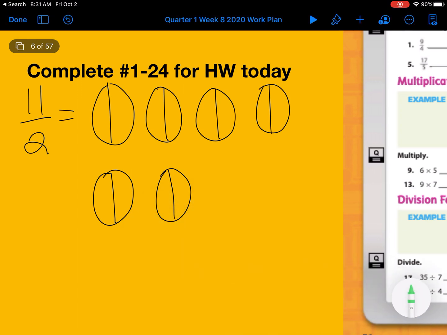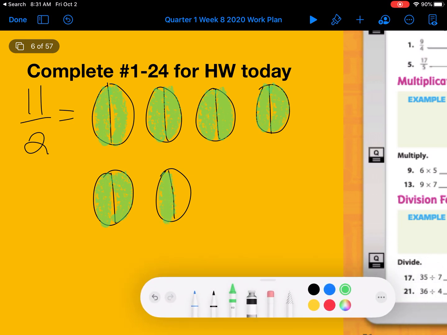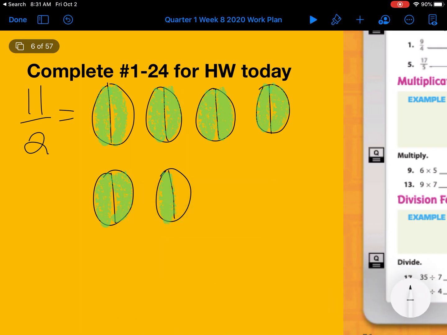I need to fill in 11. So I have 1, 2, 3, 4, 5, 6, 7, 8, 9, 10, 11. So when you do your mixed number like this, you can easily see I have 1 whole, 2, 3, 4, 5 wholes. So I have a 5 in my whole number spot. And then I have 1 piece shaded in. And my denominator is 2 because there are 2 pieces in each whole.